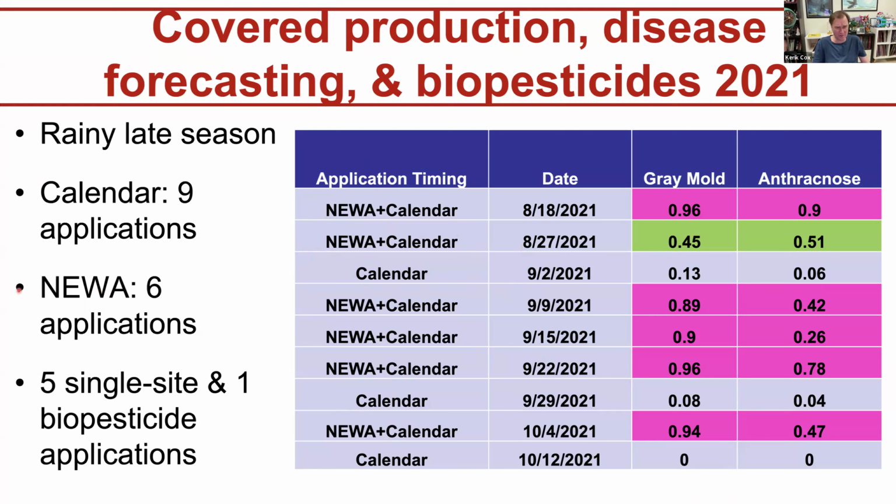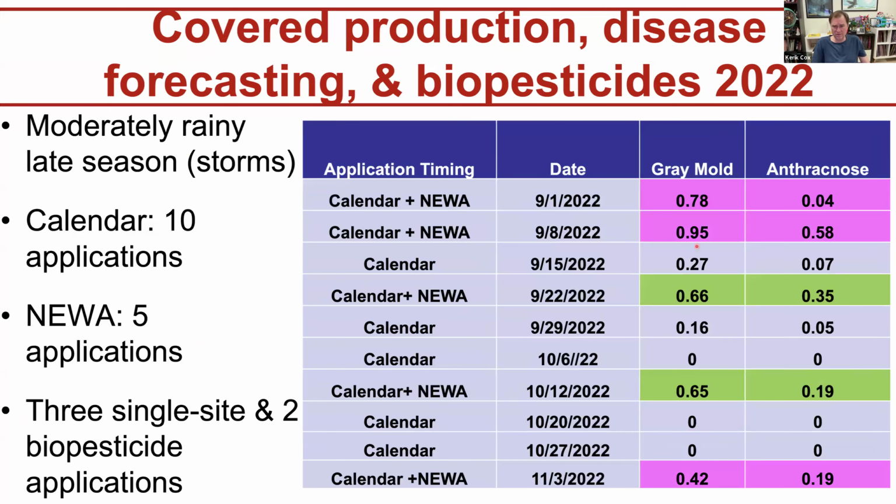If we use just timing by the models, you only get 6 applications needed, and they're in pink. And you can see these are the risk levels. They're quite high during this pretty wet year. And because they were so high, our little protocol called for 5 single-site applications, or 1 biopesticide or 1 Captan application as well. If you go on a calendar, you're applying all the time. So 9 versus 6.